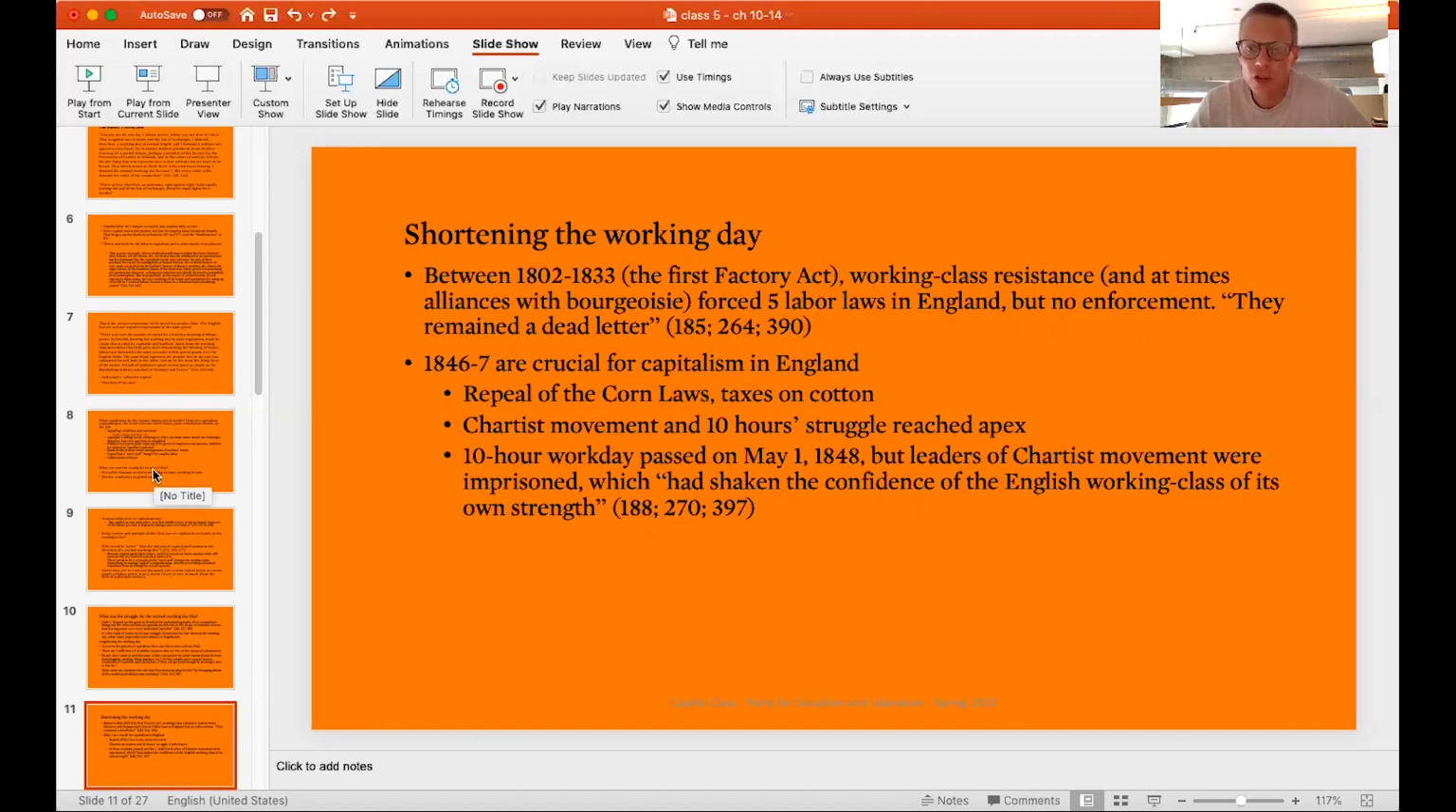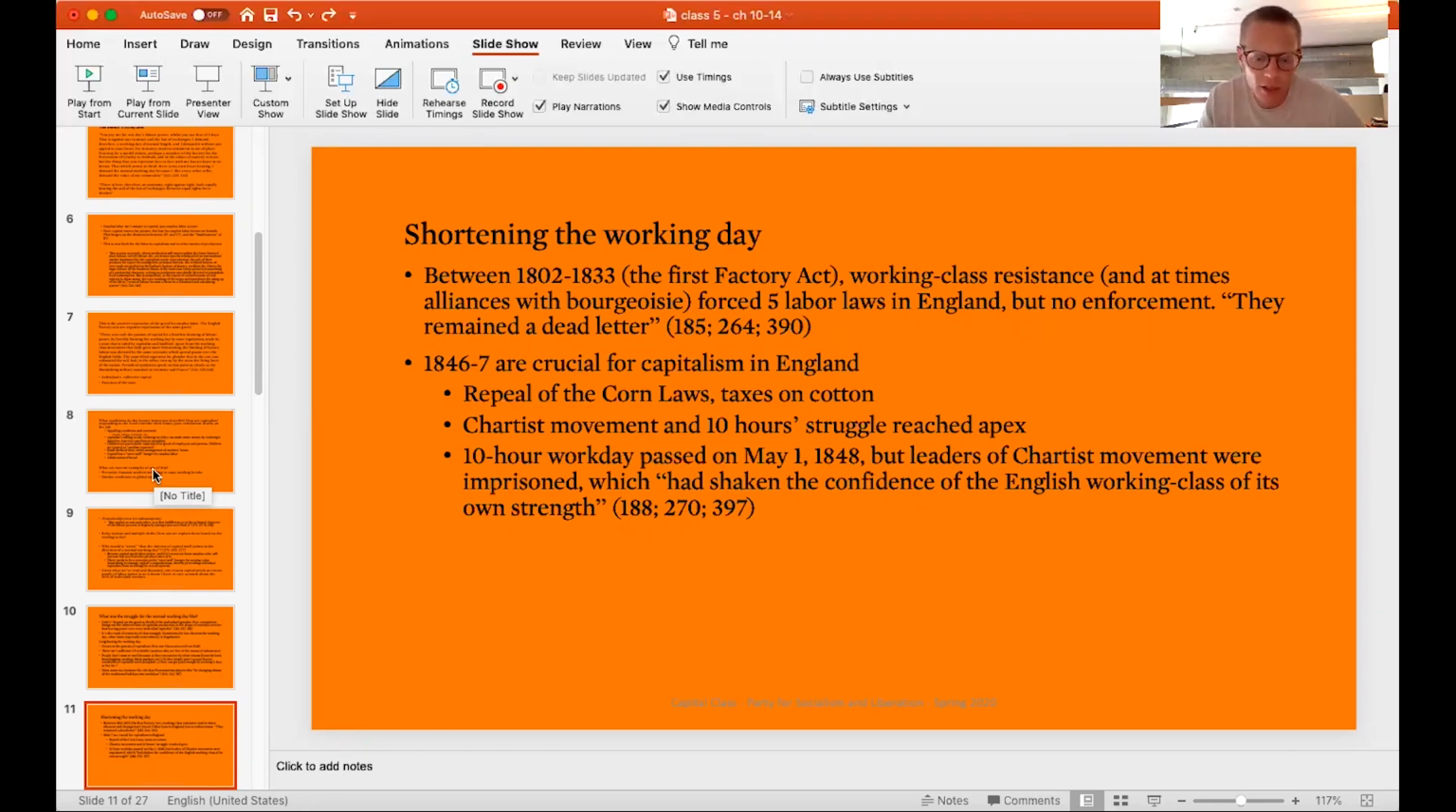Because of the way it was structured, land ownership was so important to representation. And so the idea was that there would be universal suffrage as a result of this. But there was no enforcement. And of course, the bourgeoisie totally betrayed the working class movement. In 1846 to 7, there are crucial events, important for capitalism in England. One is the repeal of the Corn Laws and taxes on cotton.